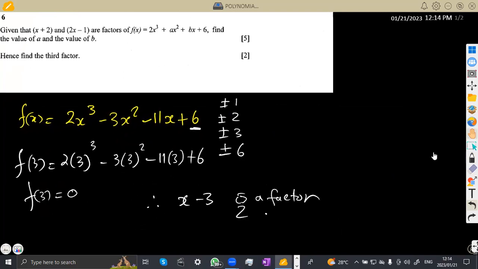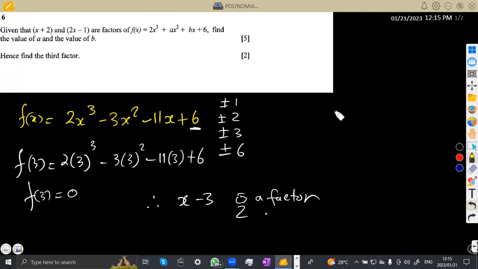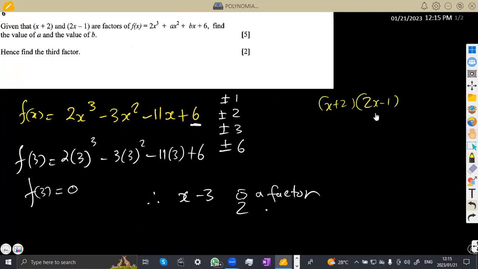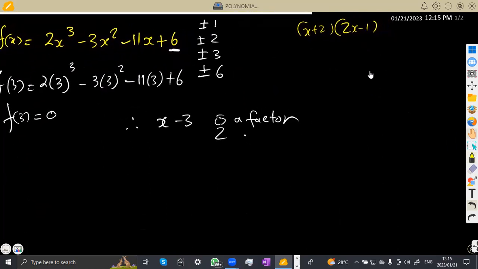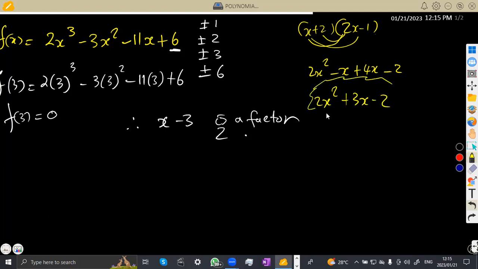Or we could have done this way. Since these are factors, x plus 2 is a factor, 2x minus 1 is a factor. You can simply multiply these two factors, combine these two. So you can combine this, that's 2x squared, x and 1, that's minus x, 2 and 2x, that's 4x. 2 and minus 1, that's minus 2. So it's going to be 2x squared minus x plus 4x, that's going to be 3x minus 2. So this is a combined factor that you're going to have.